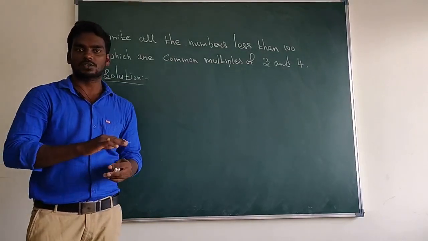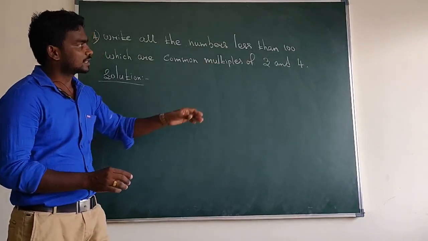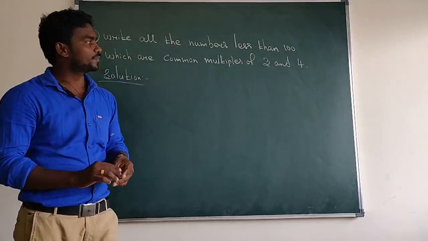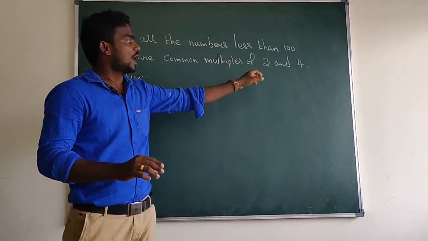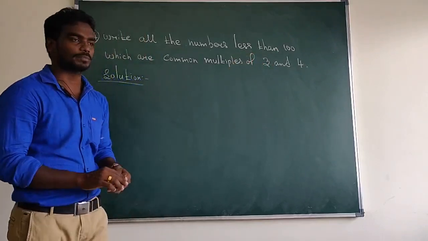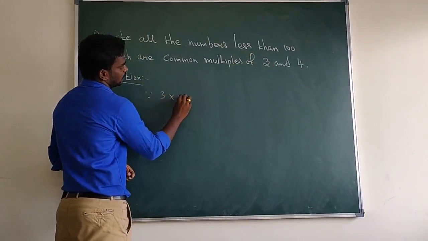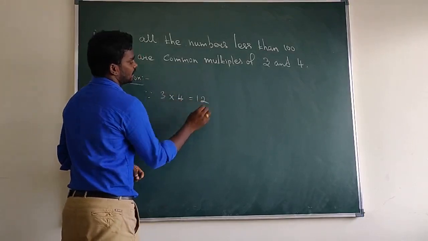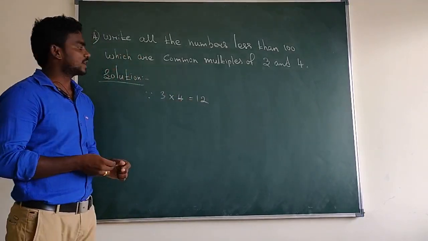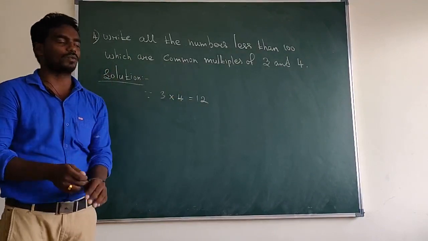So this process is so long, right? So which is the easy method to find this? 3 and 4 are consecutive numbers, and also one of these two is a prime number. 3 is a prime number. So the multiple of 3 and 4 is 12. So to find the common multiples of 3 and 4, we need to find the multiples of 12 only.